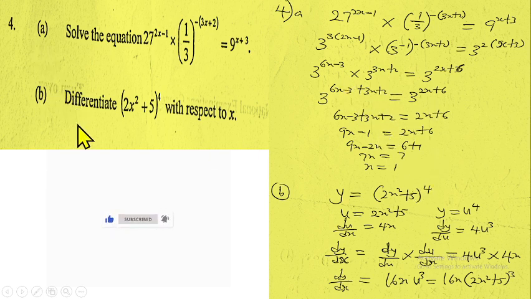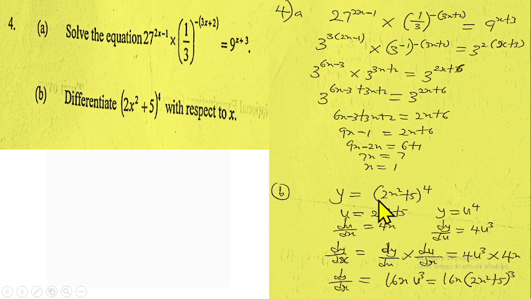Then for question number 4b, in differentiation, you have to differentiate this function with respect to x, knowing fully well that this function is a function of a function. We are having a function within another function. So 2x squared plus 5 is a function, then the bracket raised to power 4 is another function. So that means we are going to use the chain rule to solve this question. There's a shortcut to solving this question, but we're not going to use the shortcut. We're going to use the long cut, which is the chain rule.